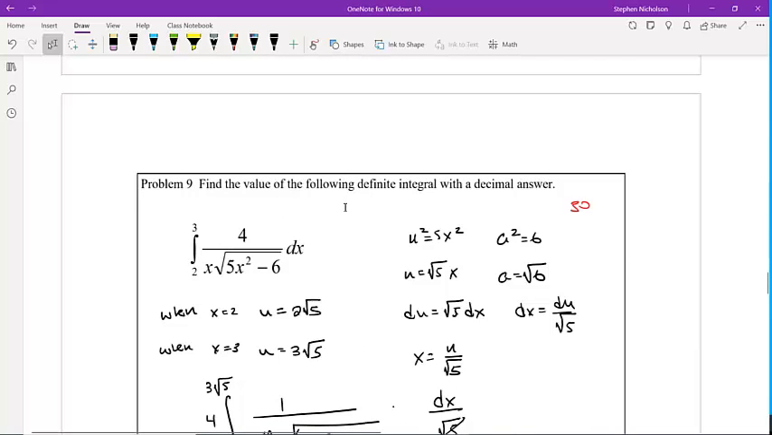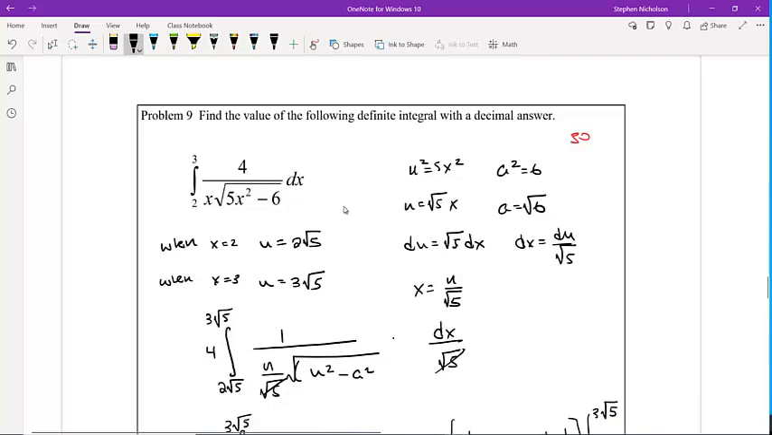Okay, so I told you this involved the inverse, the arcsecant. So if you use something other than the arcsecant, then you weren't listening to me. So if you look at the arcsecant expression, you have u squared minus a squared. So u squared is 5x squared. So when you take the square root, you get the square root of 5 times x. Some people still have the square root of 5x squared, but the square root of x squared is x, being taken separately. A squared is 6, so a is the square root of 6.